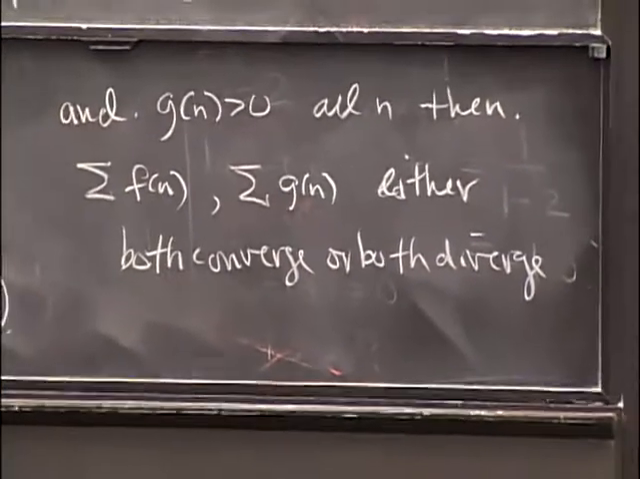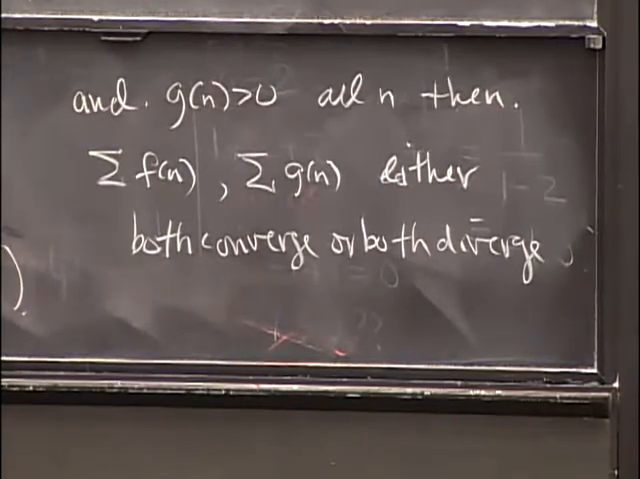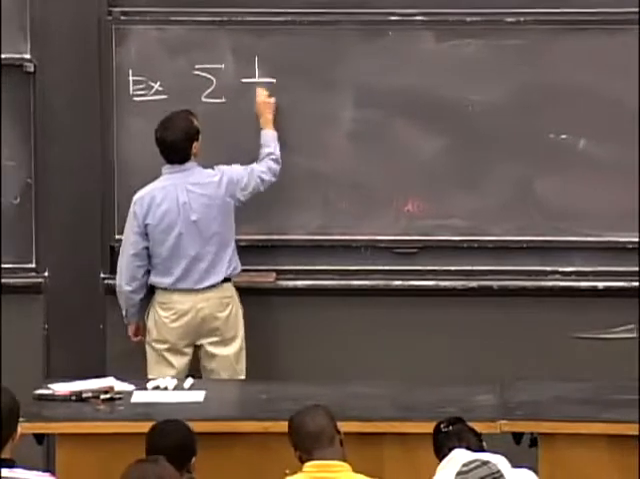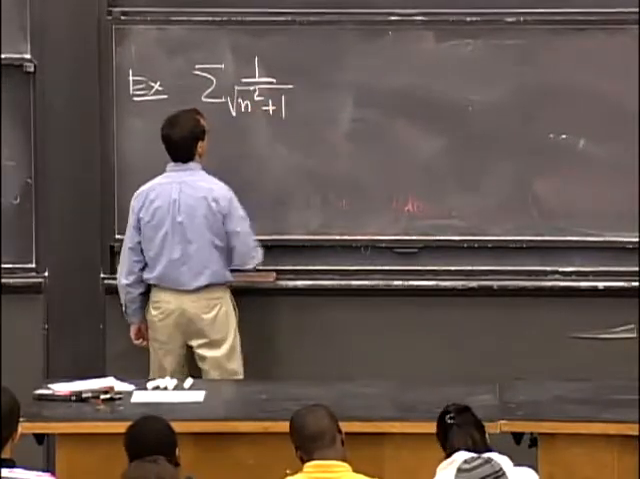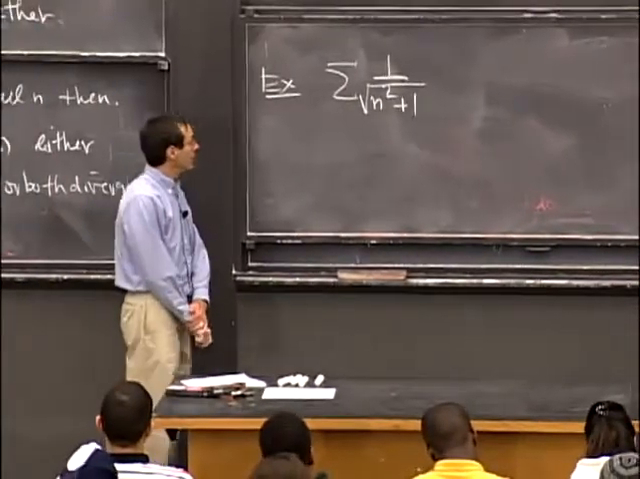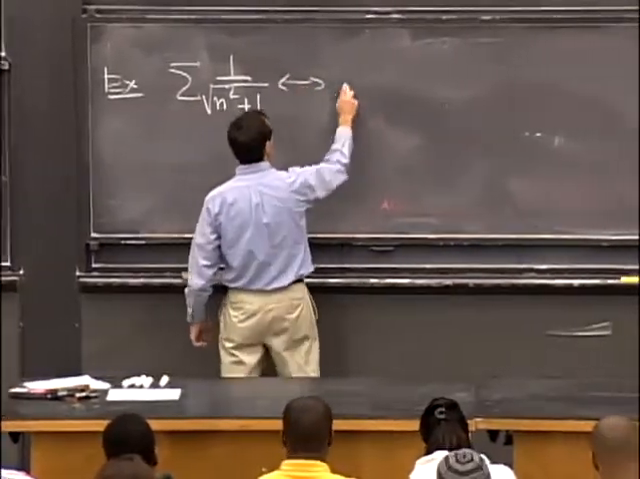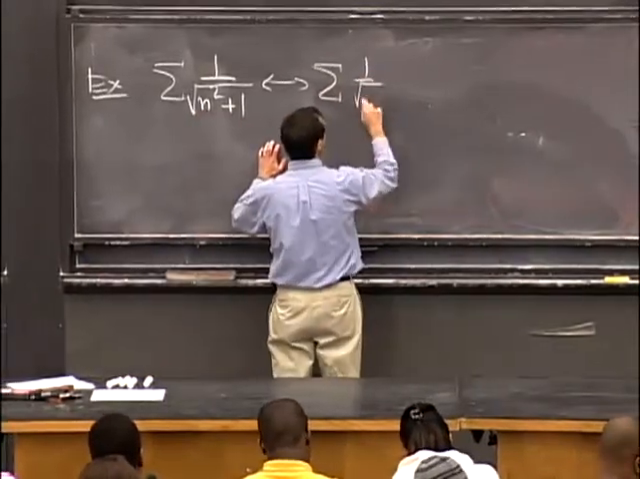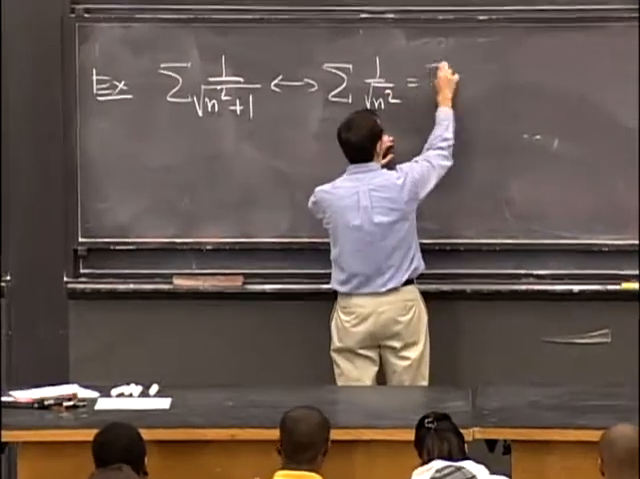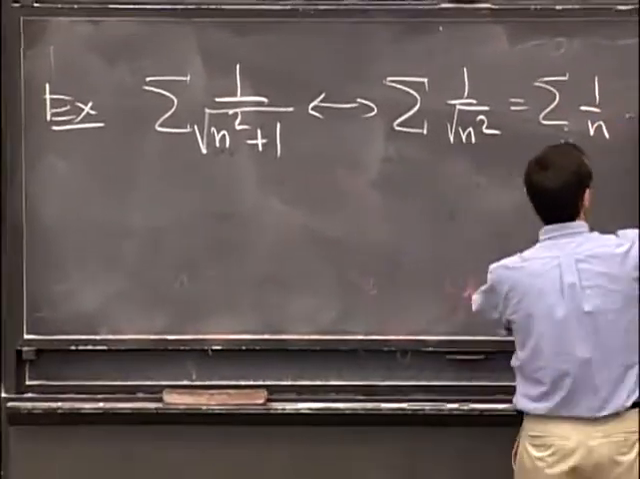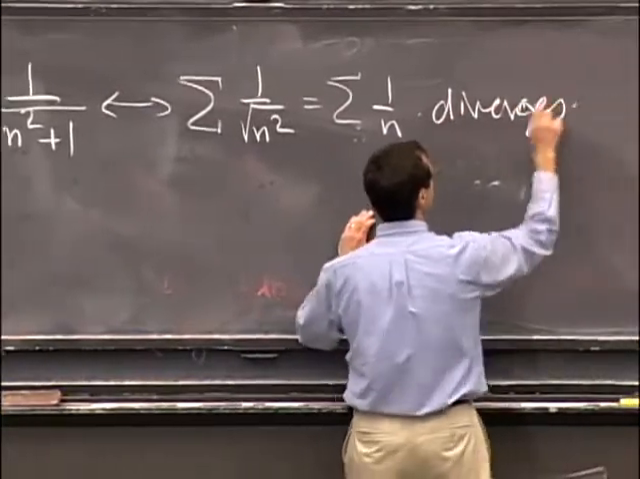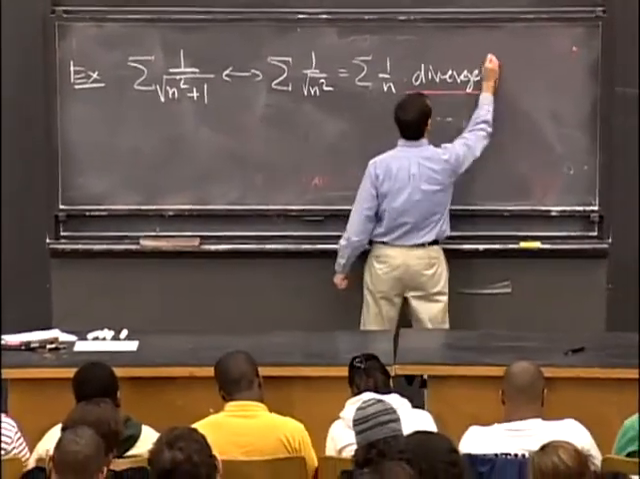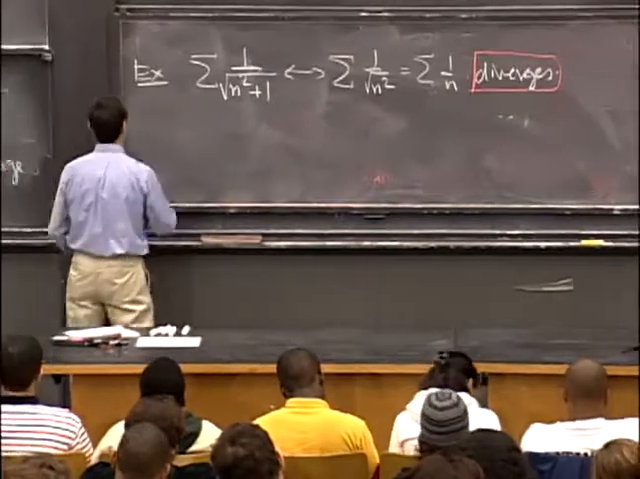And let me give you a couple examples. So here's one example. If you take the sum 1 over the square root of n squared plus 1, this is going to be replaced by something simpler, which is the main term here, which is 1 over square root of n squared, which we recognize as sum 1 over n, which diverges. So this guy is one of the red guys, on the red team.